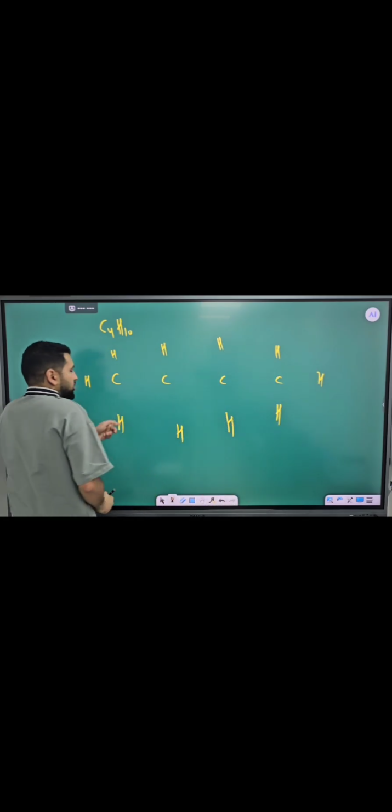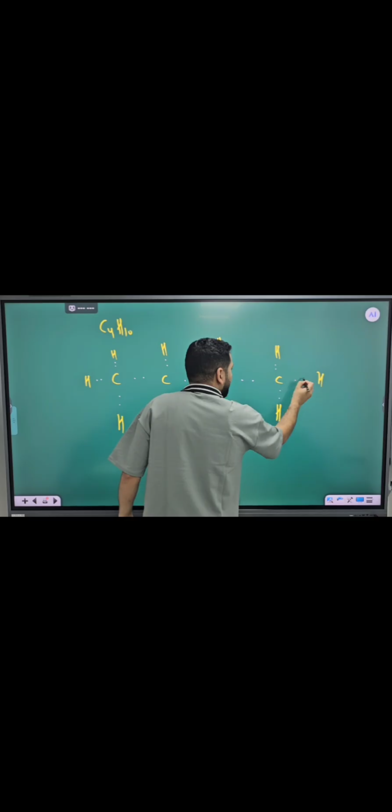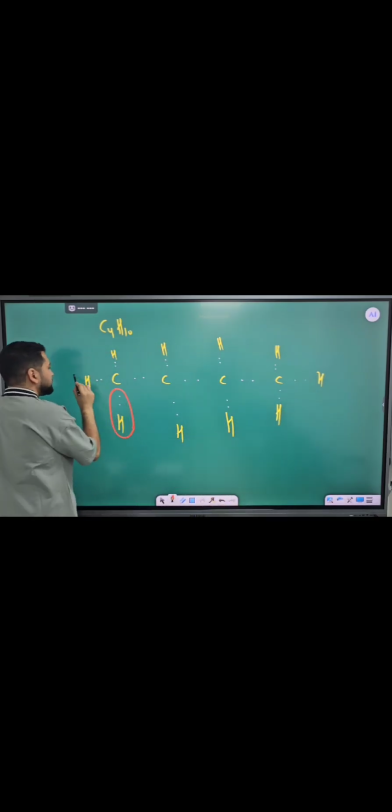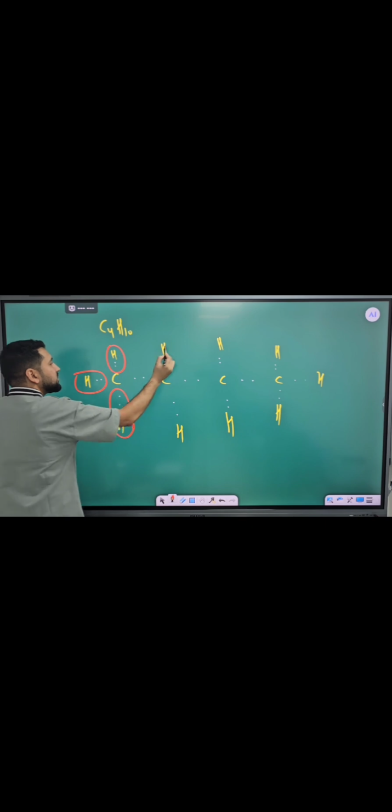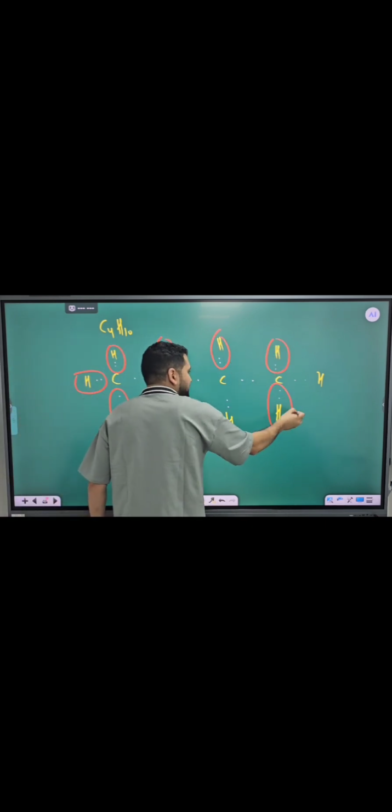There's a single bond, everywhere single bond. Single bond means one pair of electrons. This way one, this way one, this way one, this way one, this way one. Now make the circles. So carbon, hydrogen, hydrogen, hydrogen, hydrogen.